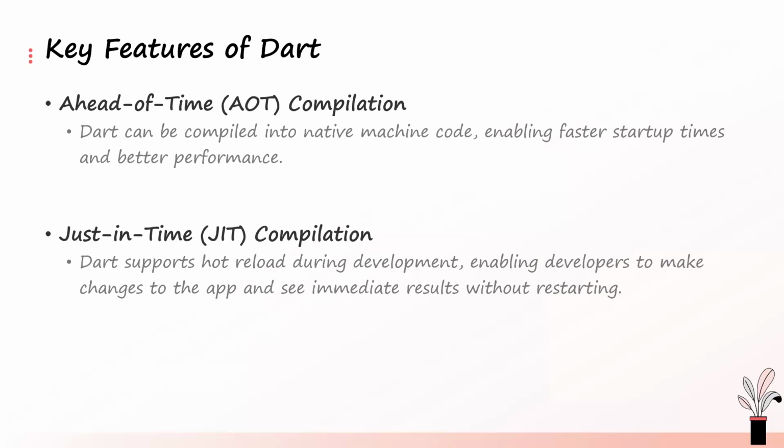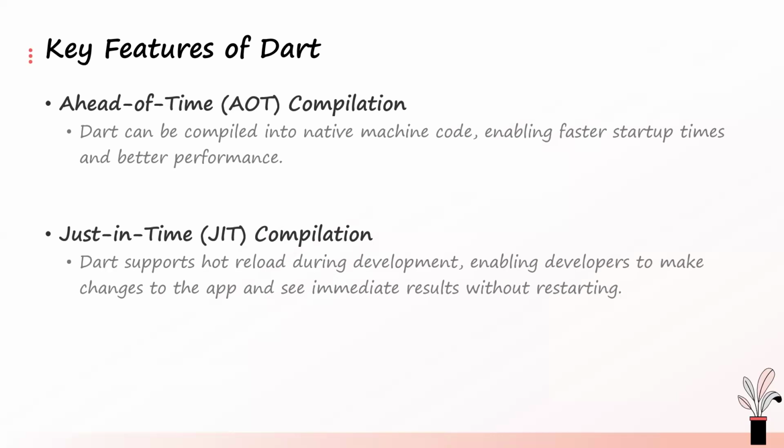But during development, as a developer, when we are developing these applications, we can also employ something we call just-in-time compilation. So that supports hot reload during development. When you're developing, you're making your changes, and those changes need to reflect immediately. C# also has this just-in-time compilation, and this enables developers to make changes to the app and see immediate results without restarting. While with ahead-of-time compilation, once you compile to machine code, you cannot change it anymore, unless you make your changes and recompile again.